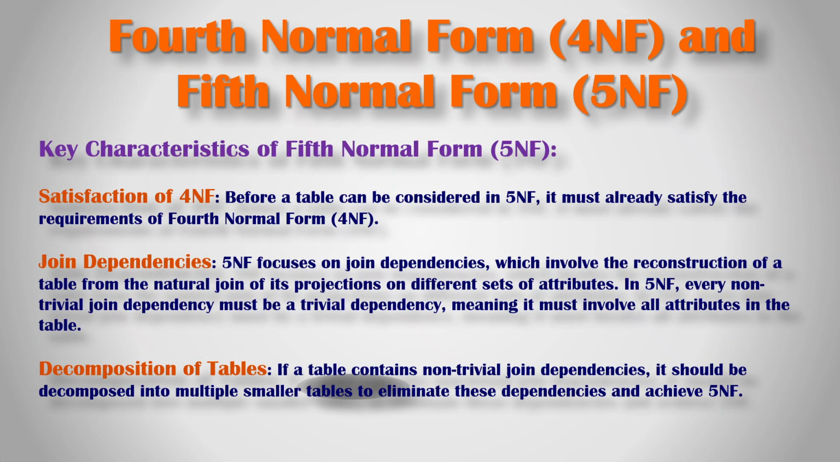Key characteristics of fifth normal form, 5NF. Satisfaction of 4NF. Before a table can be considered in 5NF, it must already satisfy the requirements of fourth normal form, 4NF. Join dependencies. 5NF focuses on join dependencies, which involve the reconstruction of a table from the natural join of its projections on different sets of attributes. In 5NF, every non-trivial join dependency must be a trivial dependency, meaning it must involve all attributes in the table.